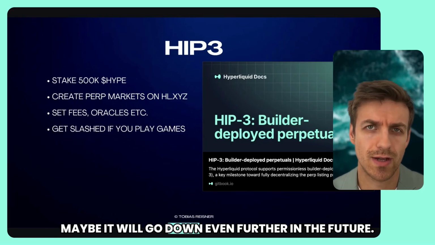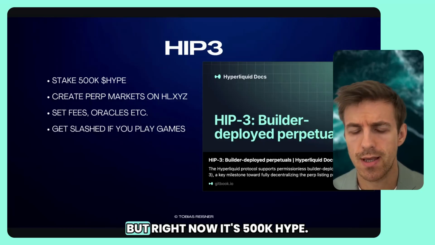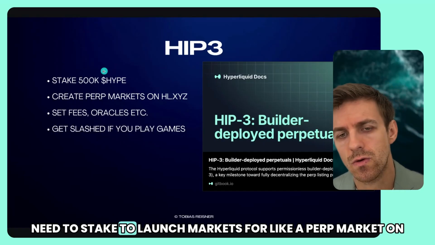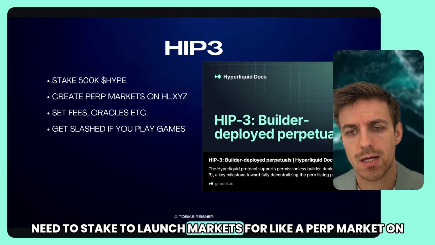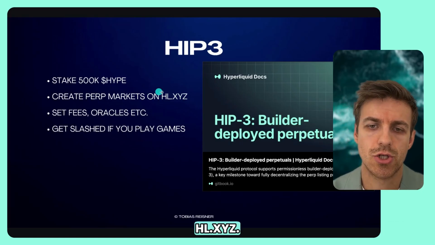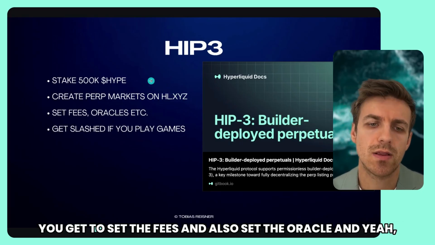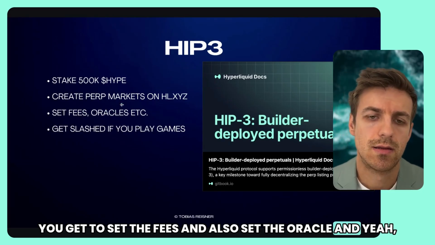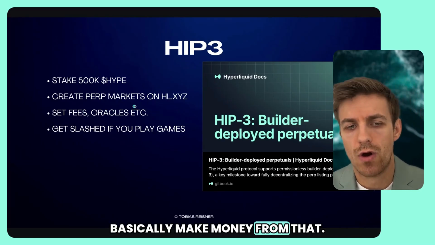Maybe it will go down even further in the future, but right now it's 500k HYPE you need to stake to launch markets, like perp markets, on hl.xyz. You get to set the fees and also set the oracle, and yeah, basically make money from that.